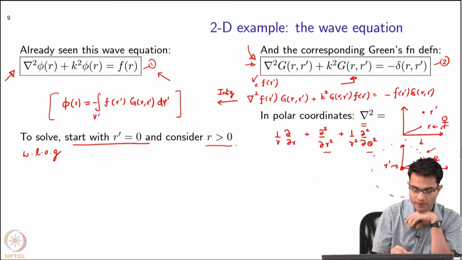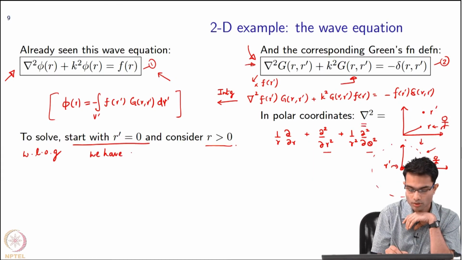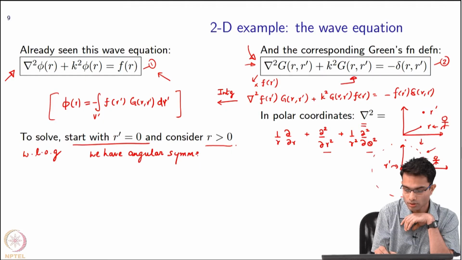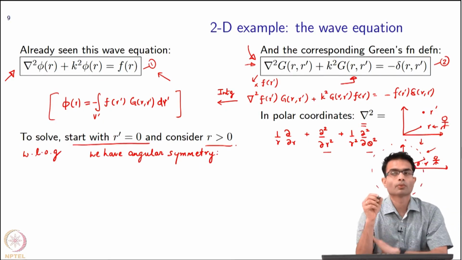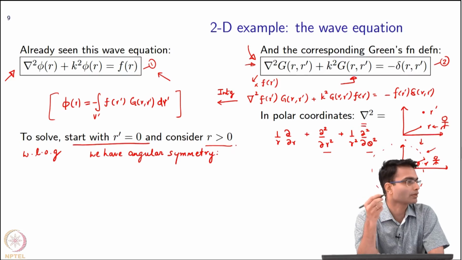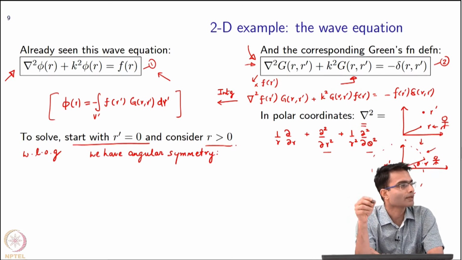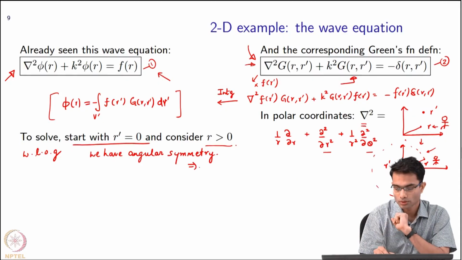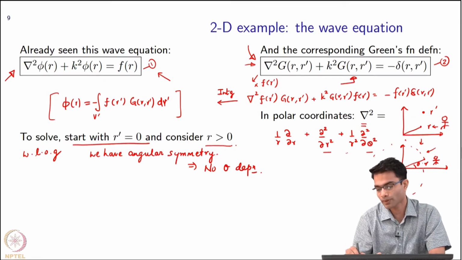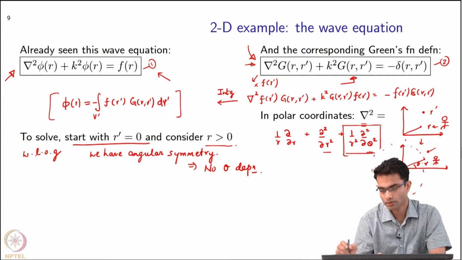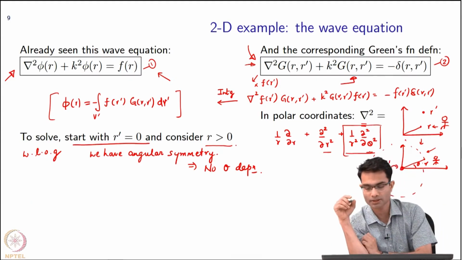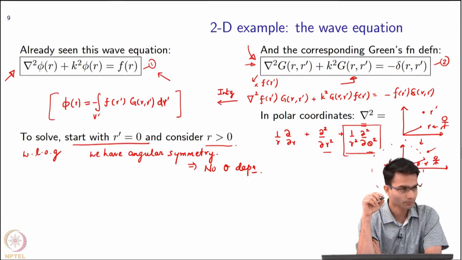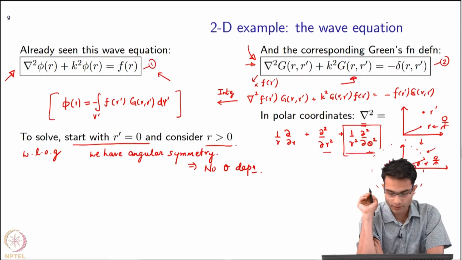In this case we have angular symmetry, which means that the physical significance of angular symmetry is that whatever function or output I get will not have any theta dependence, right? So, no theta dependence, and that is great for me because the third term in this Laplacian can be set to 0. It is not an approximation, it is exact, right?